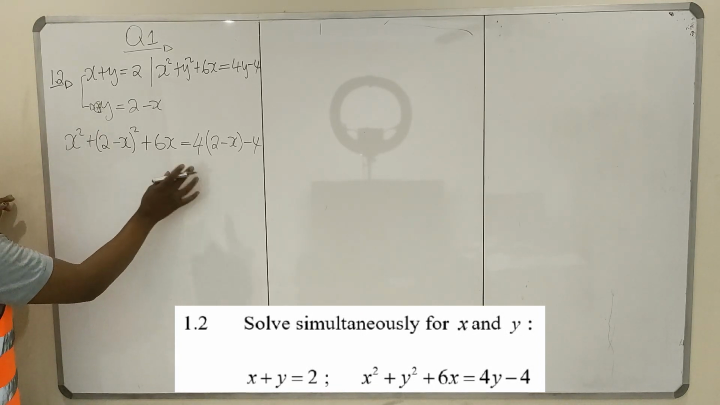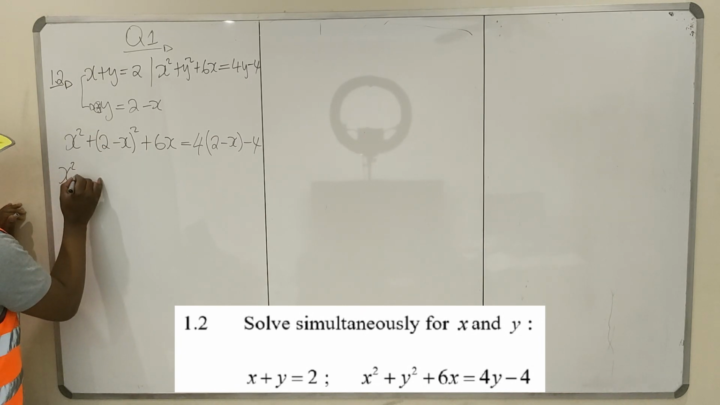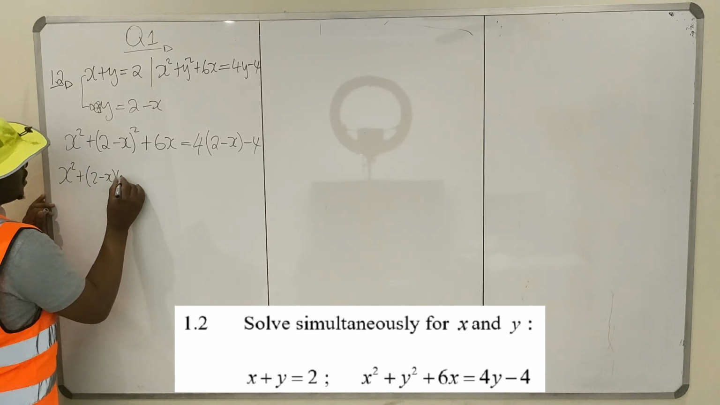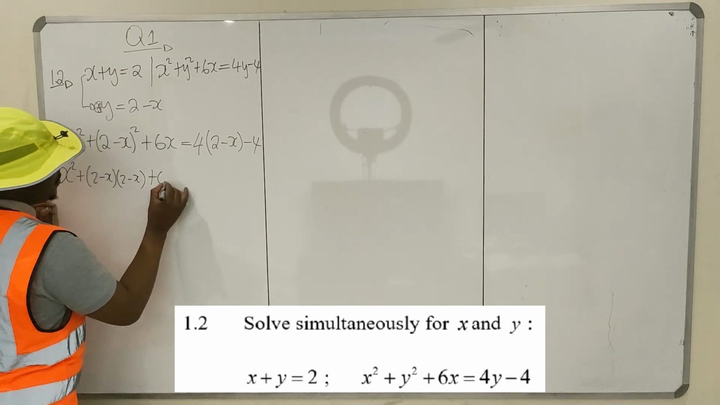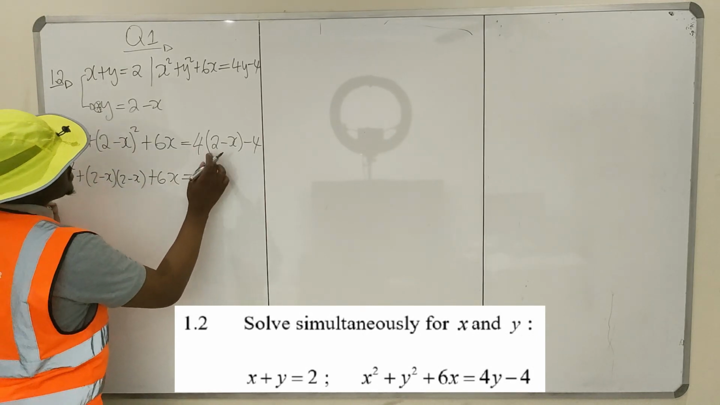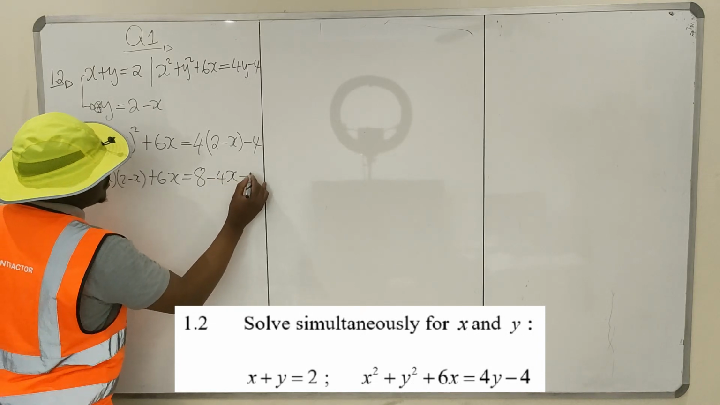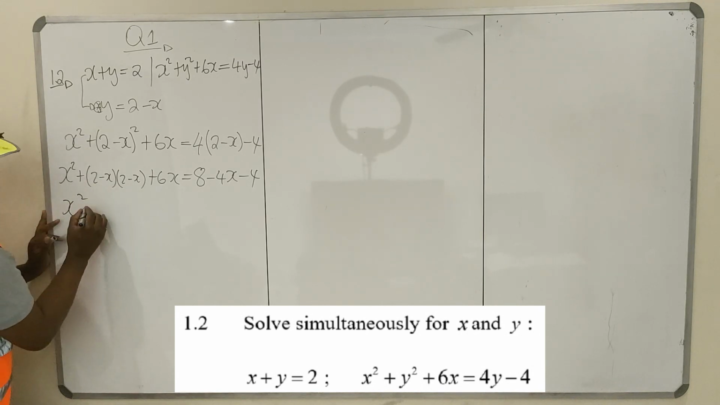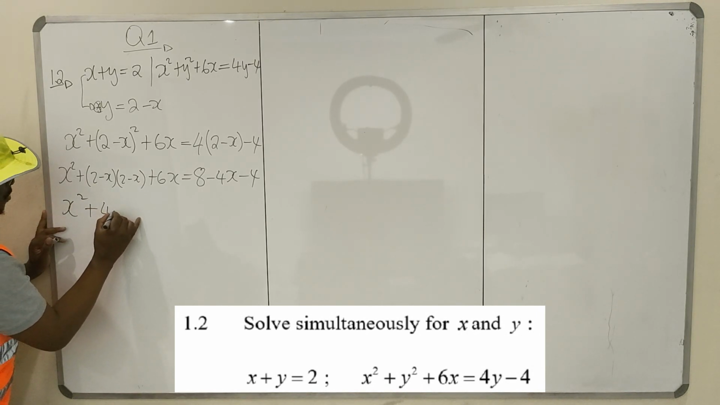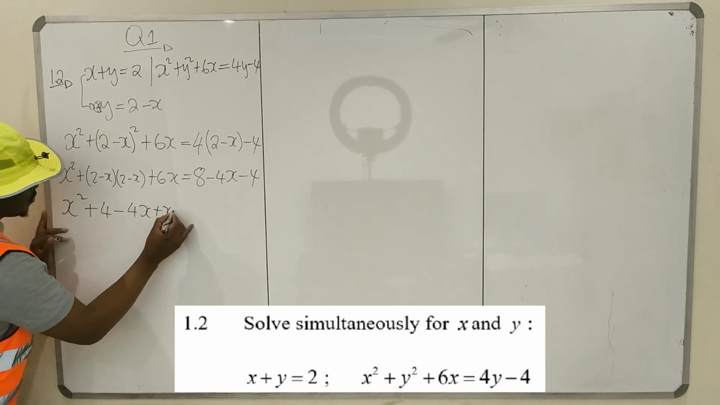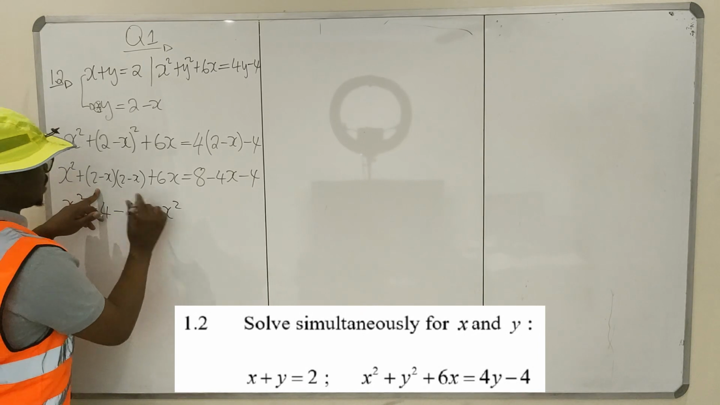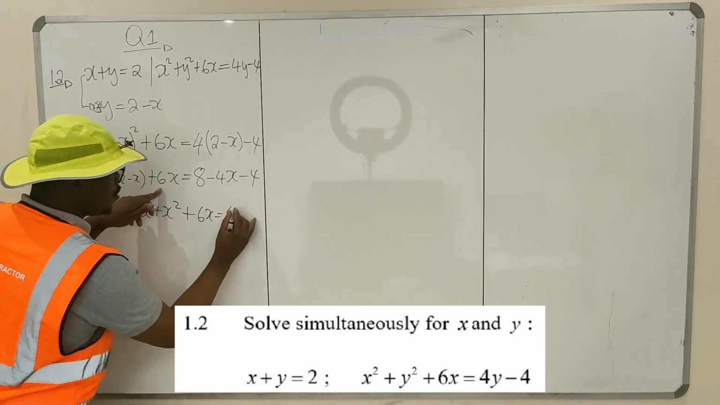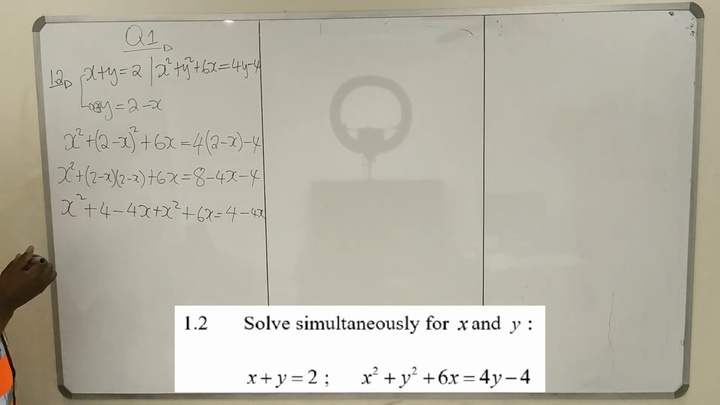So, simplify this. This is x squared plus, there are 2 of these brackets, which is 2 minus x and 2 minus x. You know how to multiply this out. Plus 6x is equal to, this time, this is 8 minus 4x minus 4. Simplify this. x squared, if you multiply this out, you'll get what? You'll get 4 minus 4x plus x squared. This is what you'll get, which is this thing. Plus 6x is equal to this minus this. This is 4 minus 4x. That's what we have.